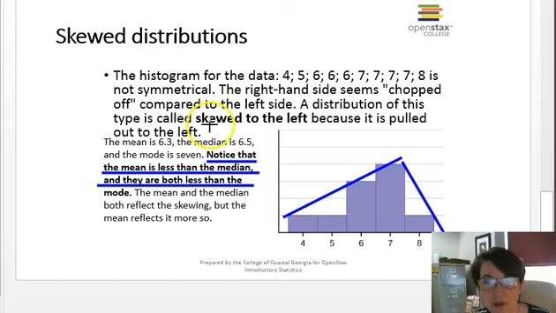This is called being skewed to the left. More data on the left side. So it's being pulled kind of out to the left. And that happens when the mean and the median are both less than the mode. So that's something we'll talk about, skewness, in this chapter. So that's one way to define it.